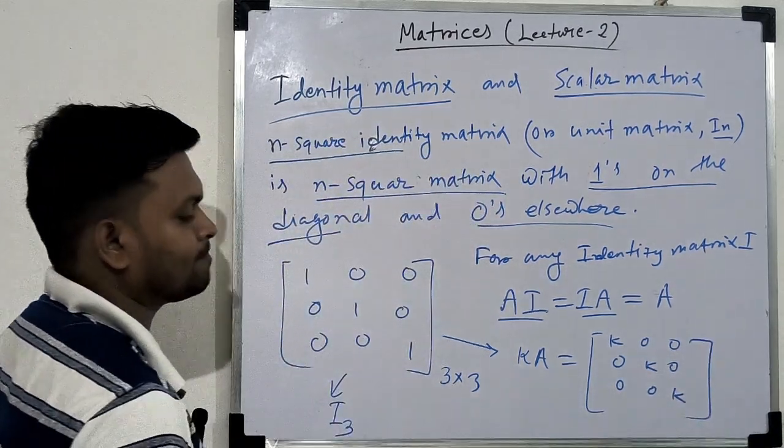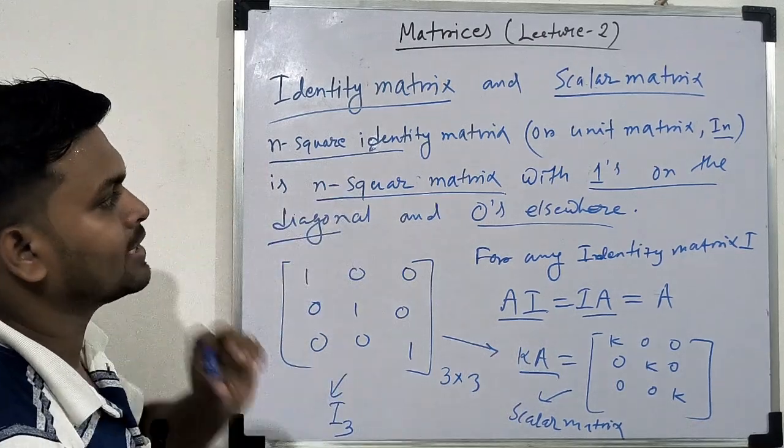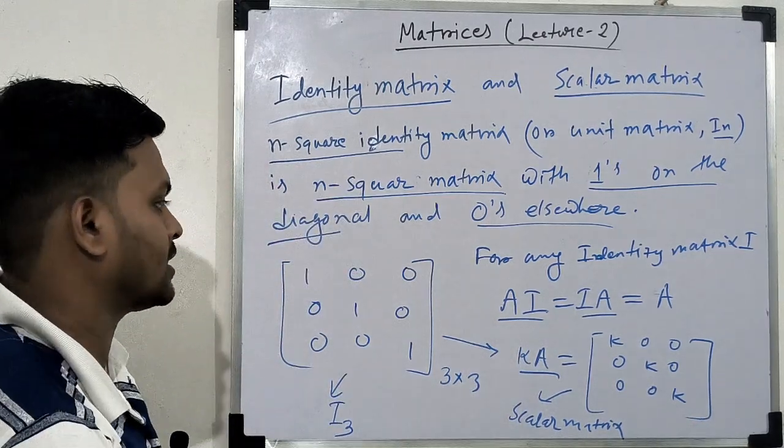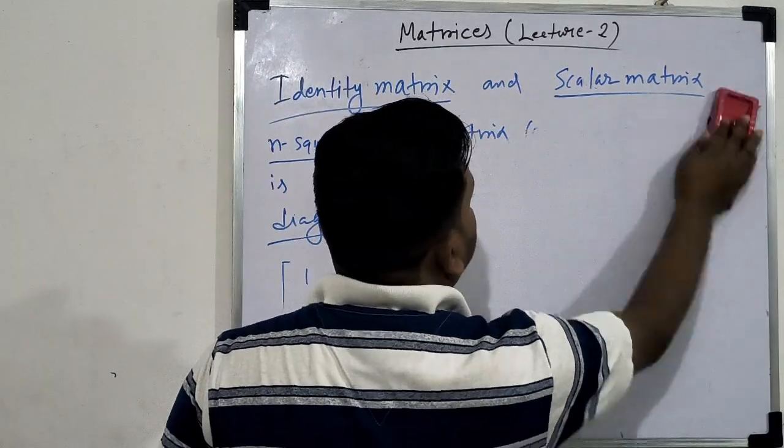So this will be a scalar matrix. Scalar multiplication of an identity matrix is called a scalar matrix. From this concept, we can define an invertible matrix.